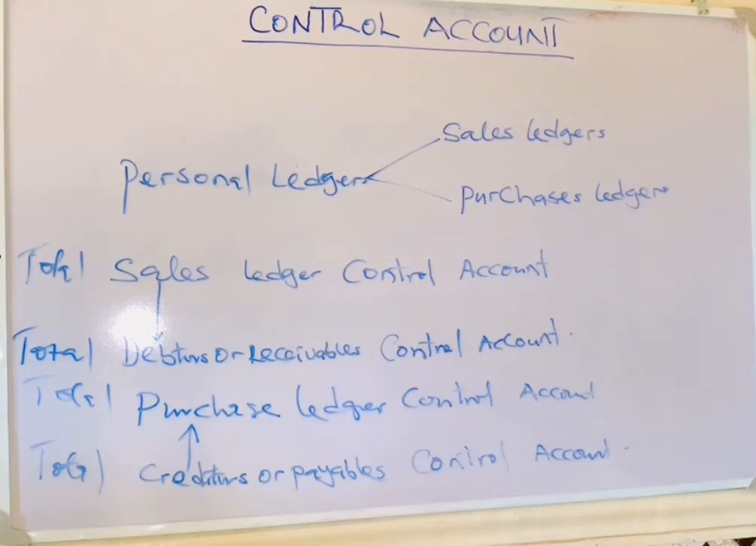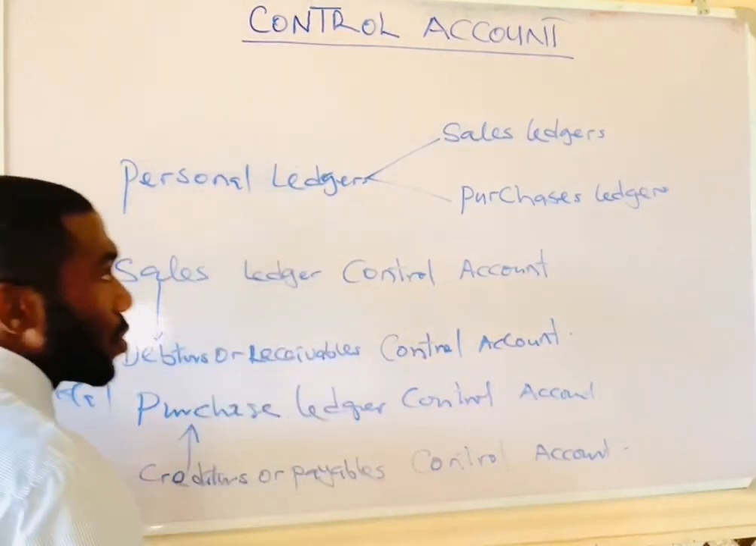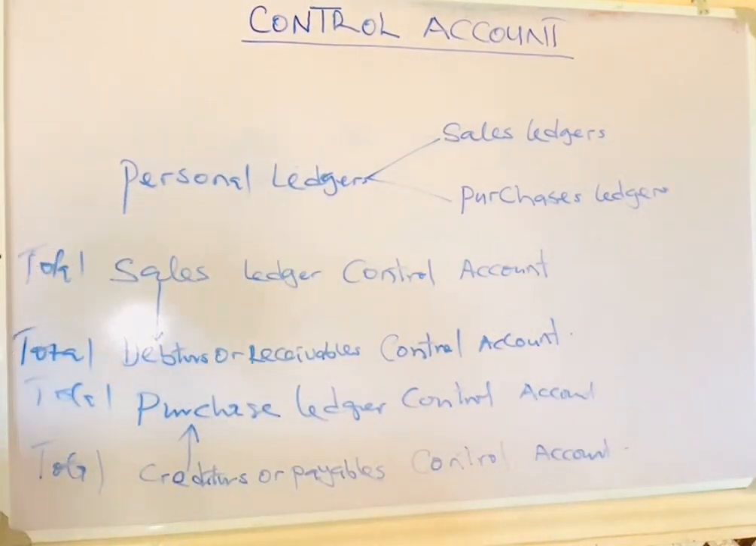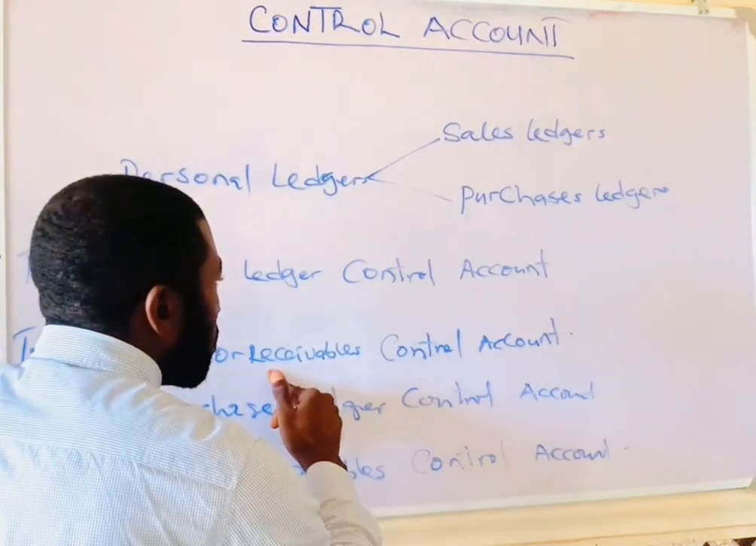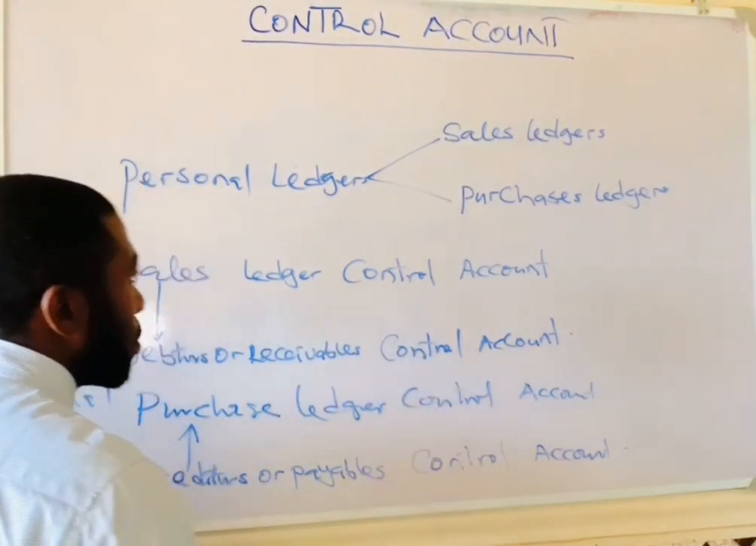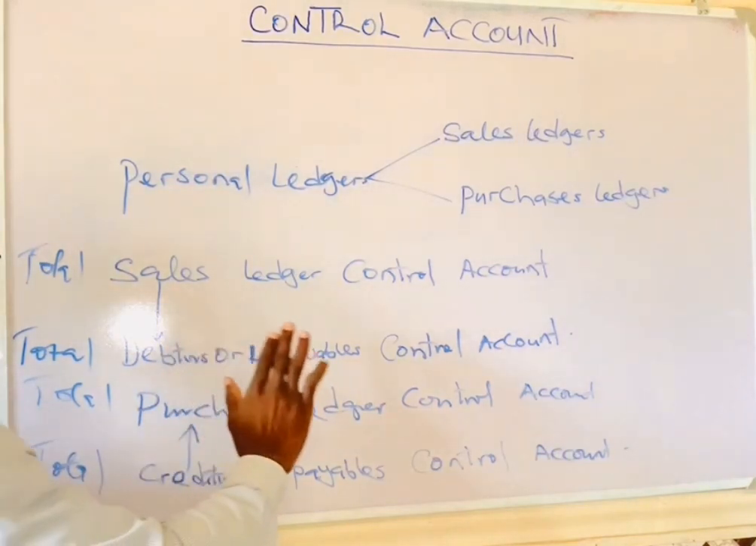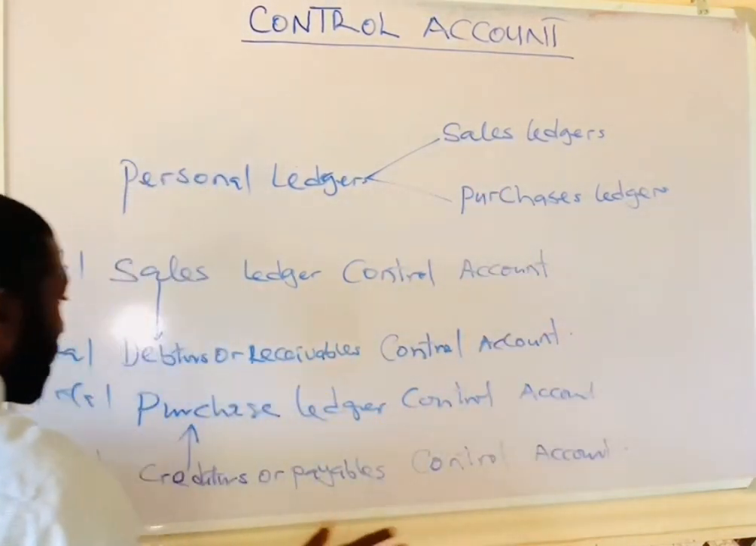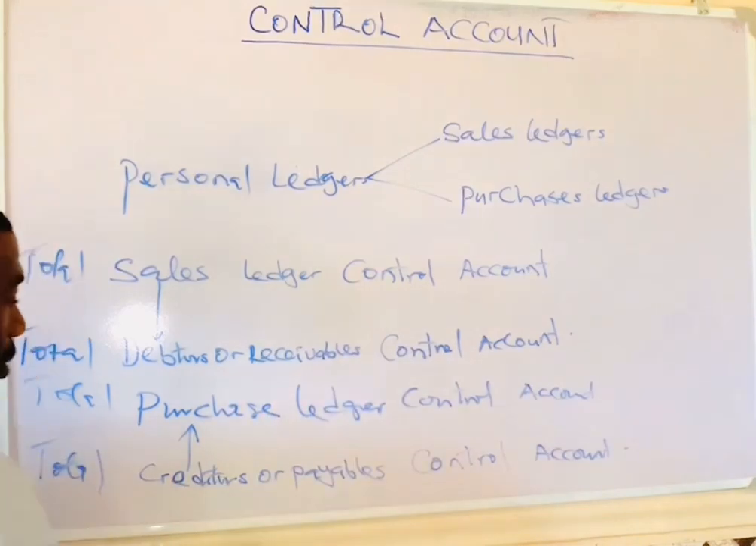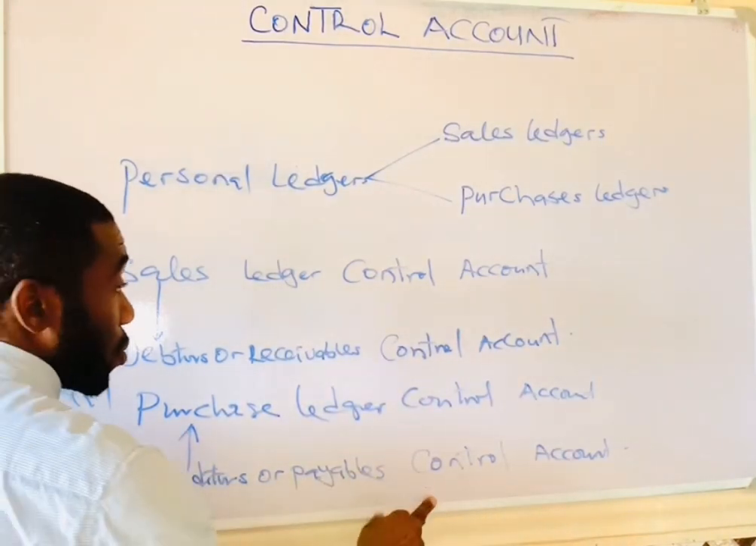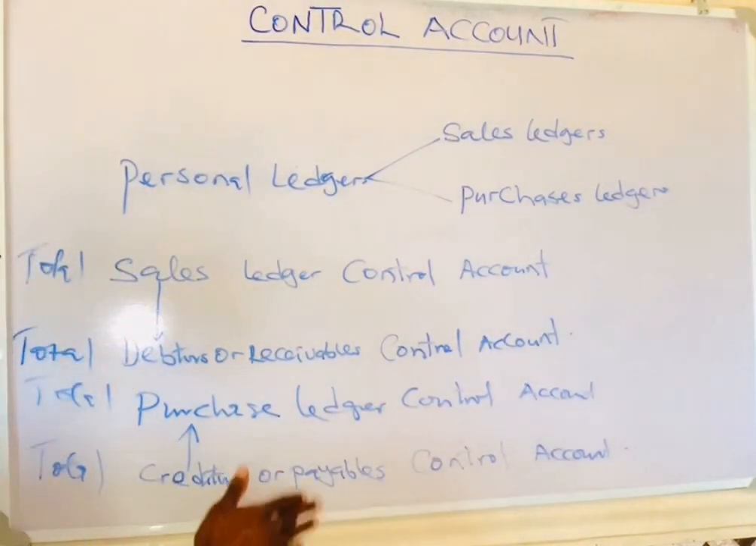Very simple. So all our control accounts are going to be on the sales ledger, which you can call the debtors control account, receivables control account, or sales ledger control account. And the next one is the purchase ledger control account, or you can say creditors control account or payables control account.